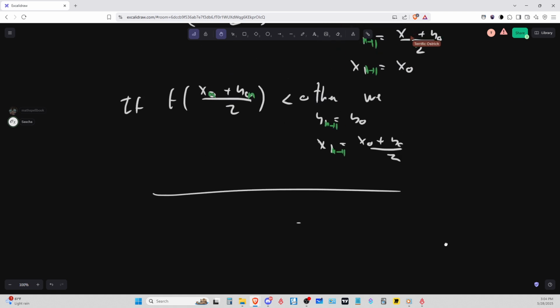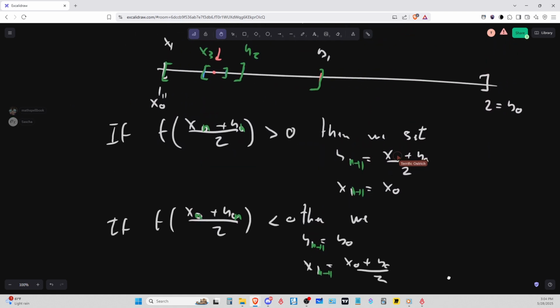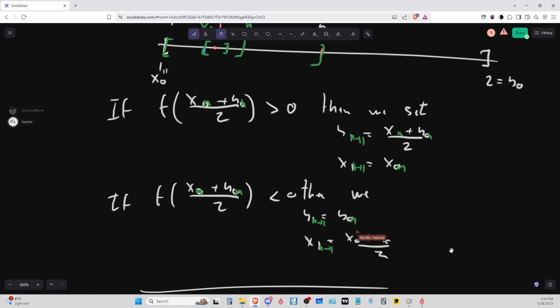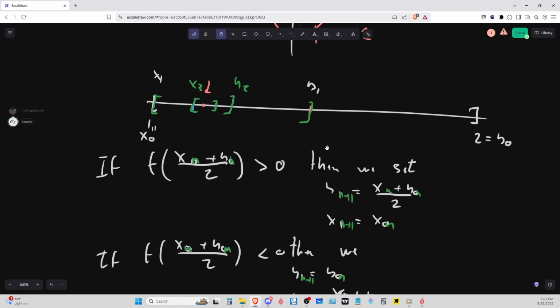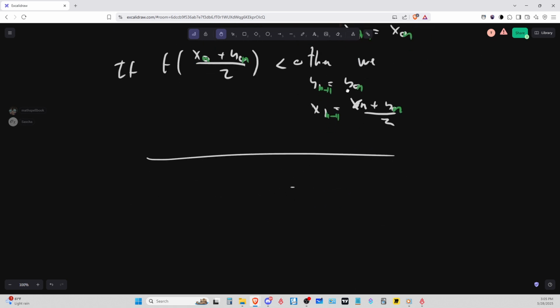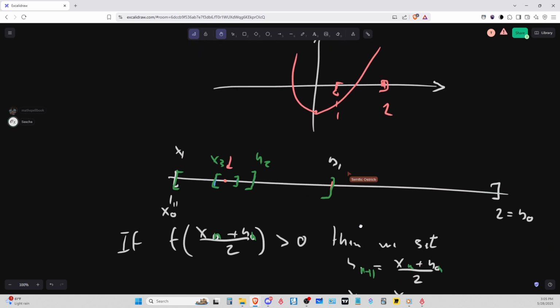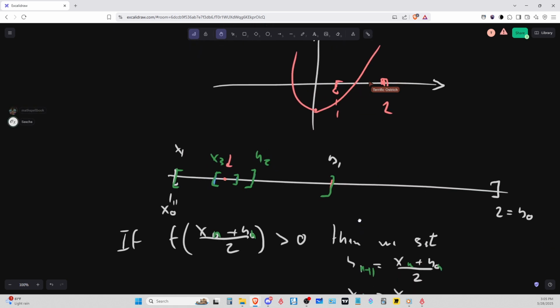Maybe here I should change those to n's. Sorry if I'm a bit messy. Okay, as I drew in the picture, we need to show that f is an increasing function. How do I want to show that? Well, I guess I just have to show that x squared is an increasing function on the interval 1 to 2, right?